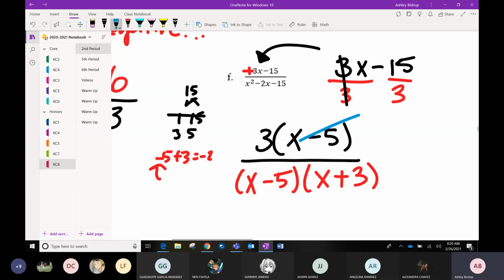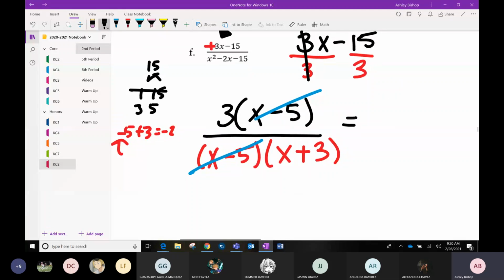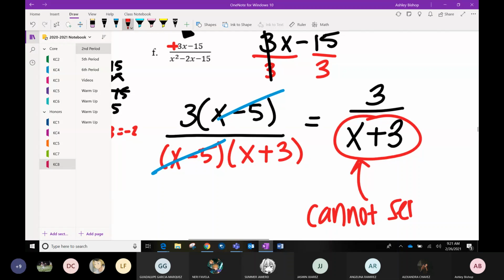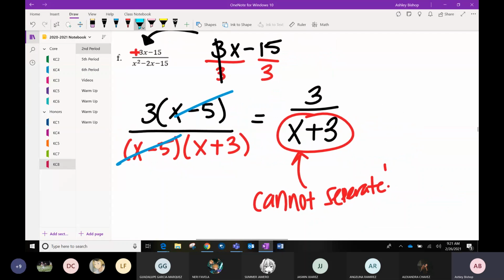Righty. The x minus 5s will cancel. You're going to rewrite what you still have. 3 over x plus 3. Pay attention to this very, very carefully. You cannot cancel these 3's now. Don't write this down. You cannot go like that. You cannot separate addition and subtraction. You have to know that. You can't cancel out the 3's.